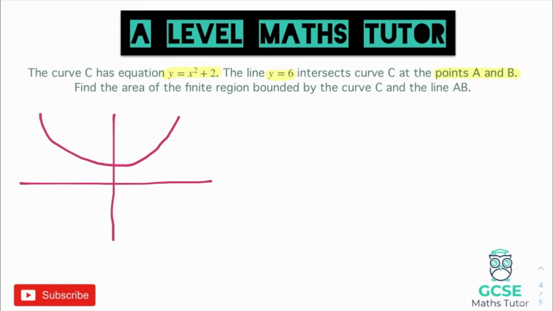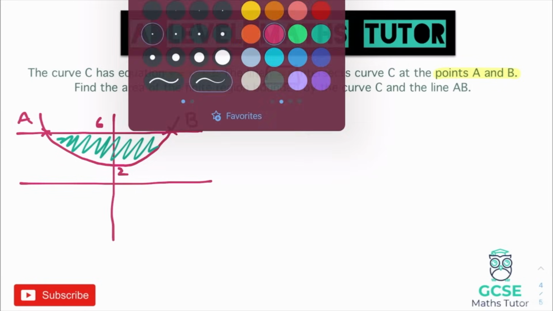Now if it's been translated up by 2, it does cross through the y-axis at point 2 just here, and that will also help us to draw the line y equals 6, as we know it has to be above that. So if we draw that line in as well, it goes across here, through the point 6, and it crosses over here and here. So we can call that point A, and we can call this one point B. So we are looking at the area that is bounded by the curve and the line AB. So that is going to be this area just here. So again, this is above the x-axis, but it is bounded by that line y equals 6. So this is an area between a curve and a line.